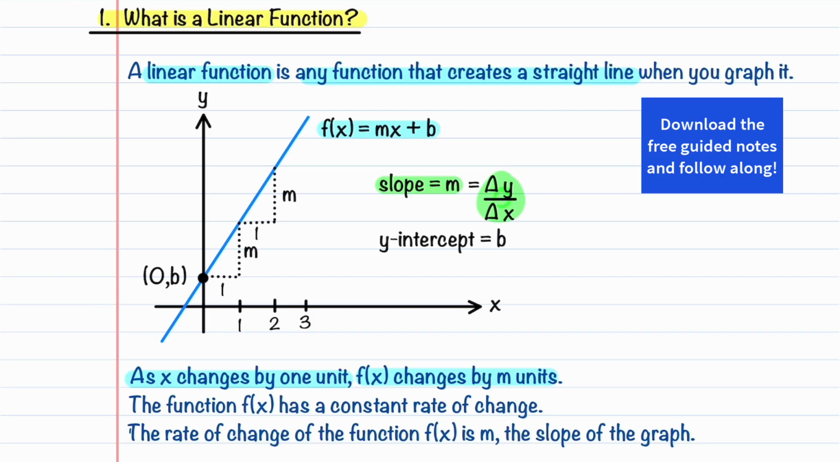You can see this up here in the graph. If x changes by 1 unit, our y changes by m units, and so our slope is our change in y over our change in x, which is m divided by 1, which is just equal to m. Every linear function f of x has a constant rate of change. The rate of change of this function is equal to m, which is just the slope of the graph. A linear function also has a y-intercept, and this is equal to b, and it's just the point where the line crosses the y-axis.